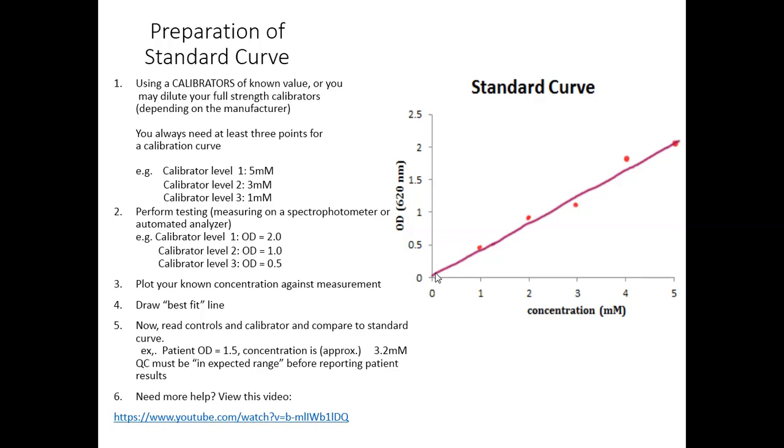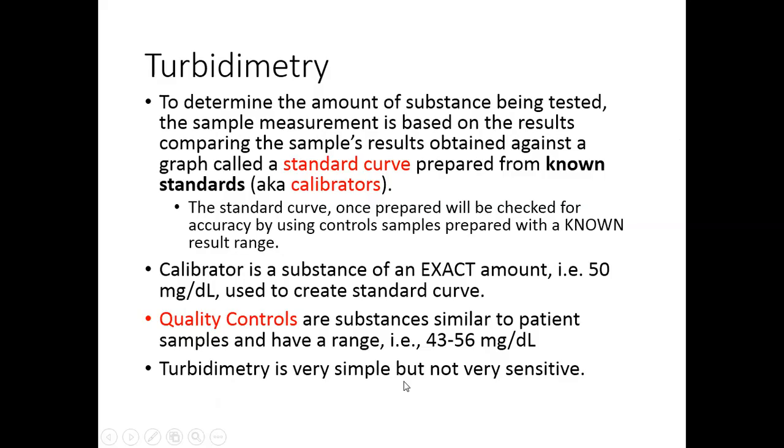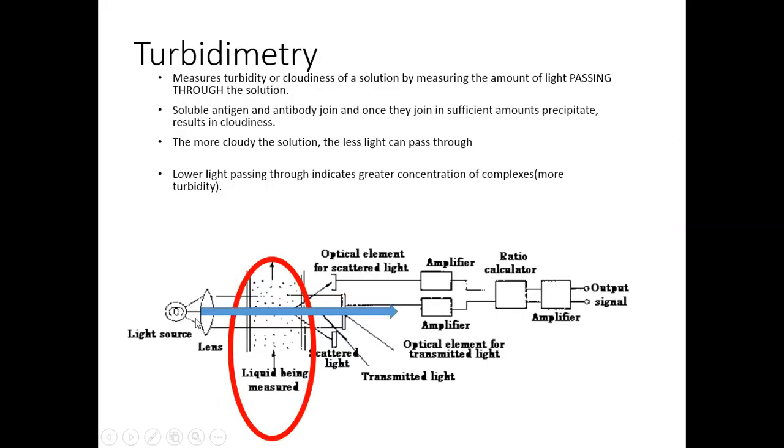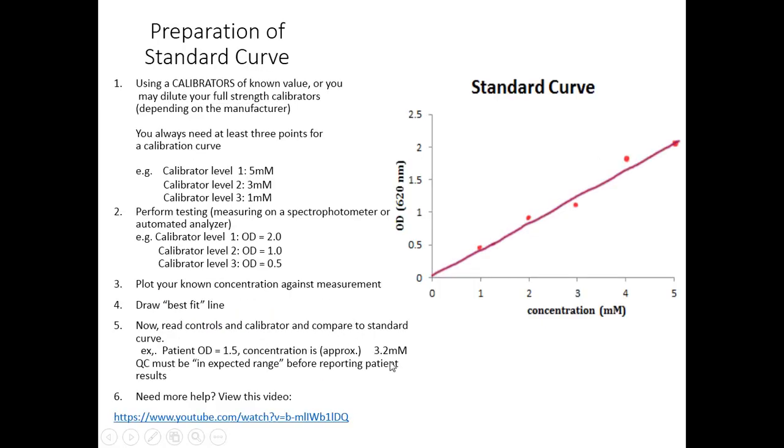Now we're going to read our calibrators and controls. Let's pretend you read the control the exact same way that you read the calibrator or the patient. So we go back and we run the optical density of this. We get a reading. The difference is 3.2 millimoles. In this case, the optical density was 1.5. So I want to find out how many millimoles of concentration there was in solution. So I go up to my 1.5.